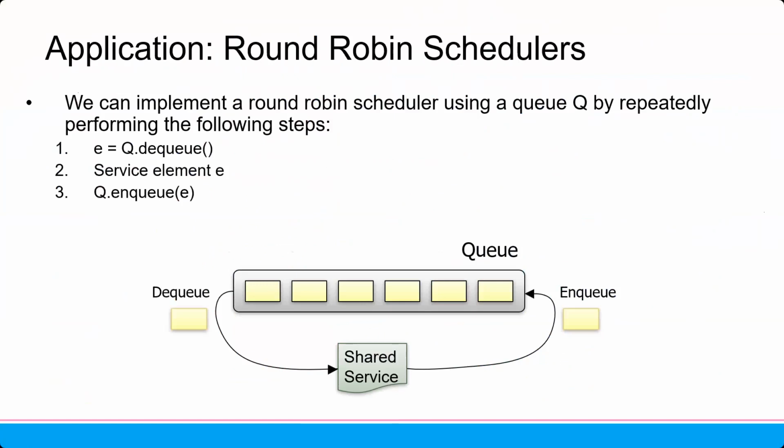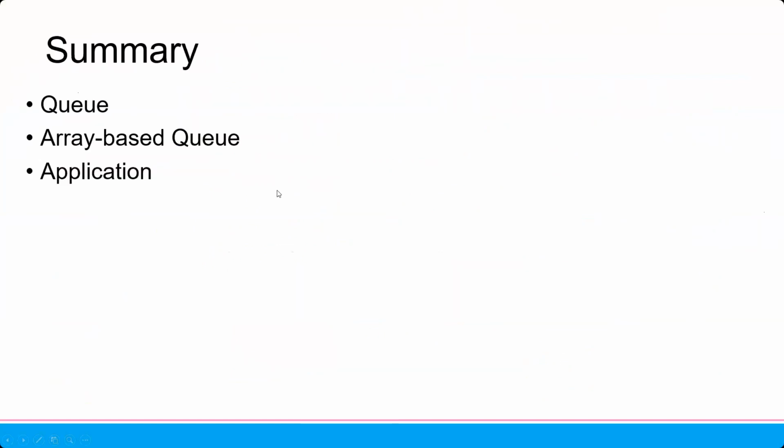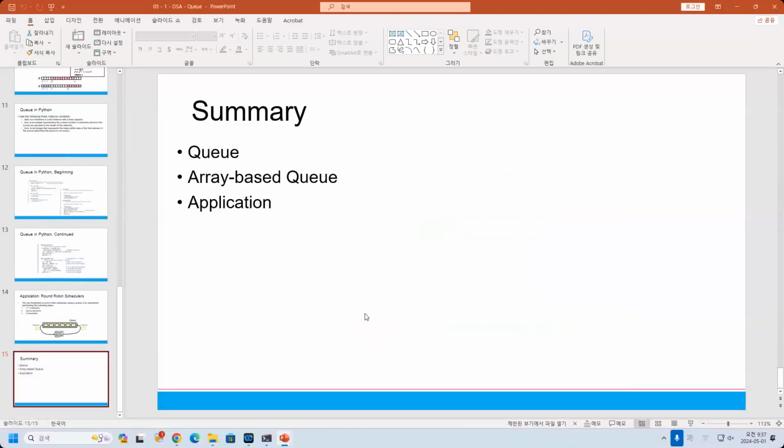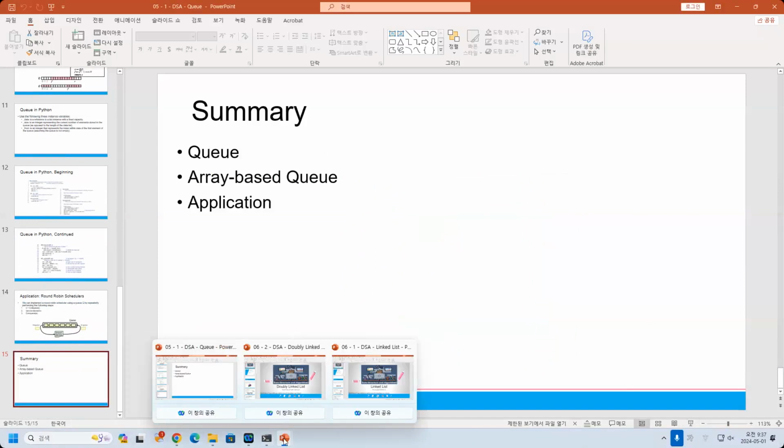I will skip this one. This is a kind of simulation. In the simulation, there is one problem about the round robin scheduler. So let me skip this one. If you have interest in the round robin scheduler, the round robin scheduler uses a queue. Okay, so that's about the queue. Now let me move to the next section, which is about linked list.